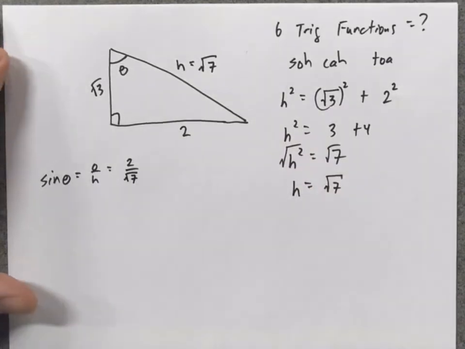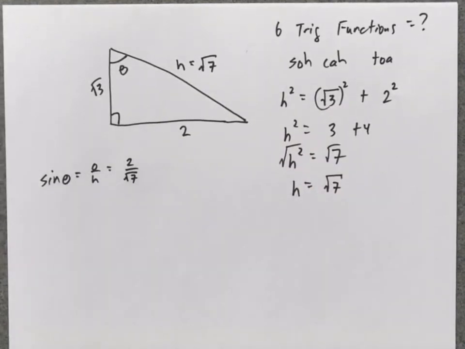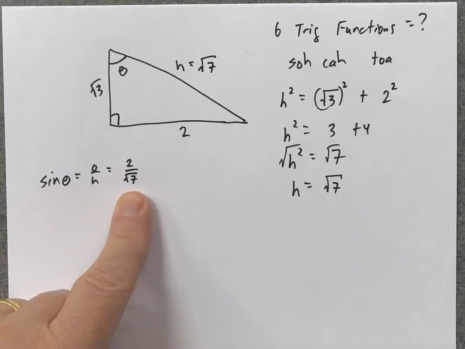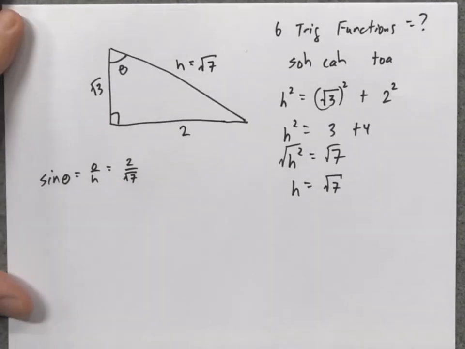Now I know in previous math classes, a lot of times in algebra you were taught you never leave a square root in the denominator of a fraction. Although now when we get to trig, we don't worry about that too much. This is a perfectly fine answer. There's no need to rationalize the denominator.